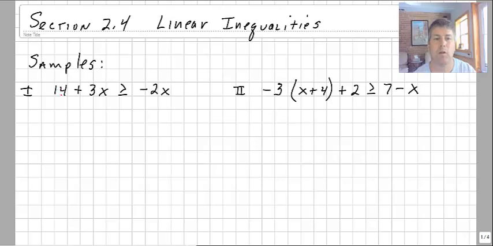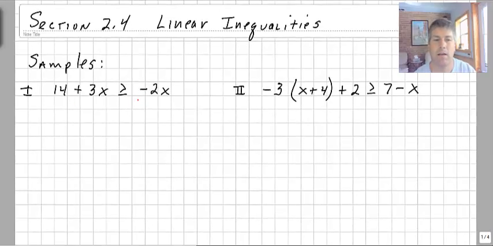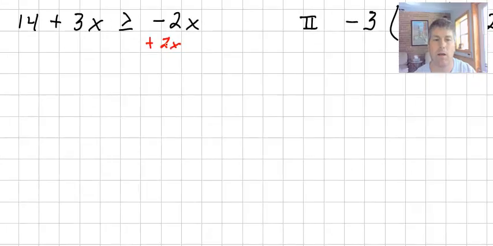We have 14 plus 3x is greater than or equal to negative 2x. I would like to combine my x's all on one side. So what I am going to start with, we'll add 2x to both sides here. If I add 2x to both sides, and I'm going to subtract 14 from both sides, I will get 5x is greater than or equal to negative 14.